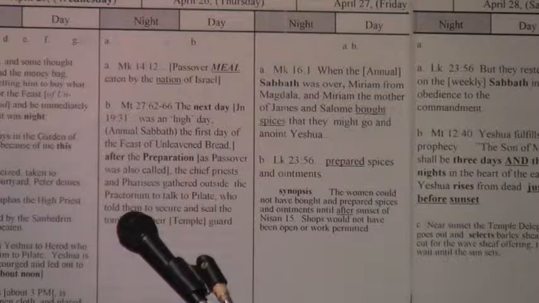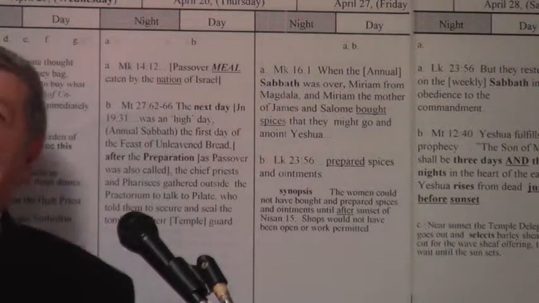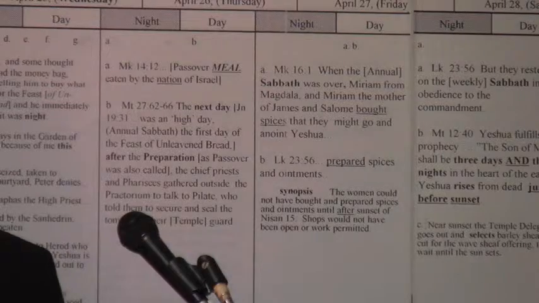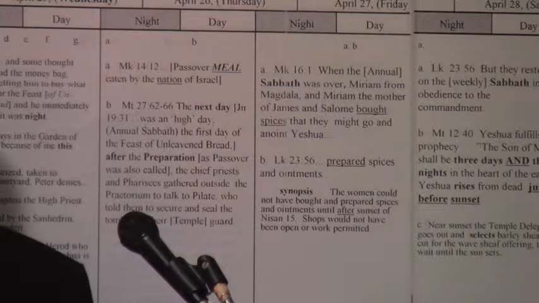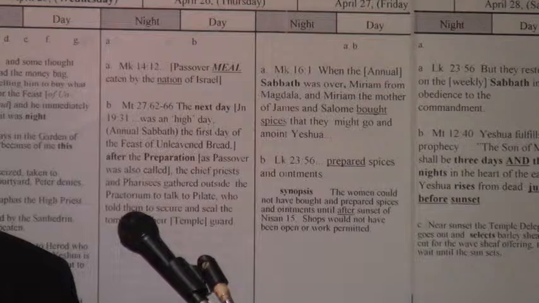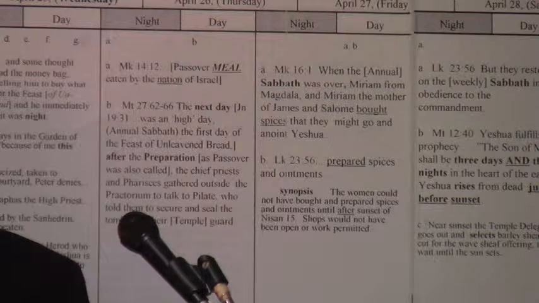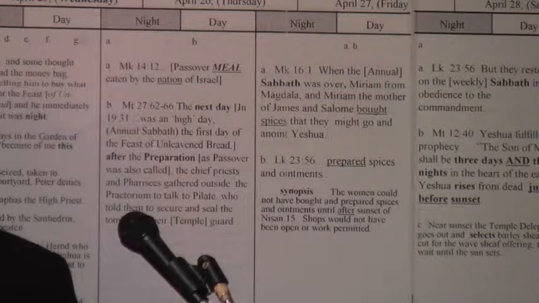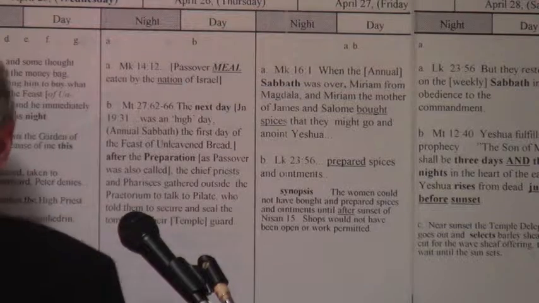And he tells them to seal the tomb as best you can, because they told him that unless you put a guard around the tomb, they're going to come and steal him, and then they're going to claim that he arose and so forth. He said, go put a seal on it as best you can. That's the case.